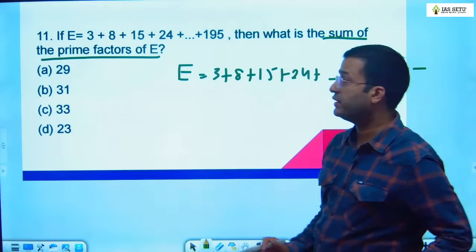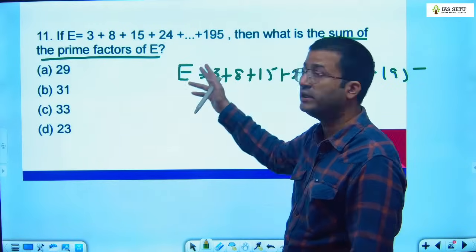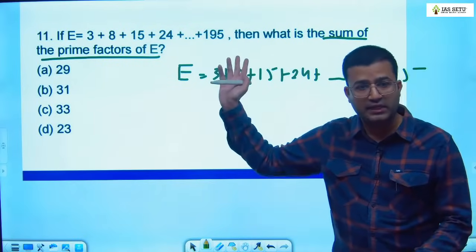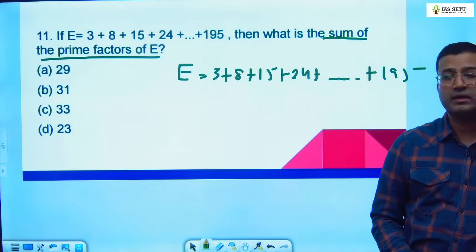Some students think they have to take total E here, ठीक है. If you think you can manually add E, time consuming. पहले तो सारी सीरीज निकालनी पड़ेगी. It means you have to crack the series. पहली बात तो सीरीज ही क्रैक करनी है.